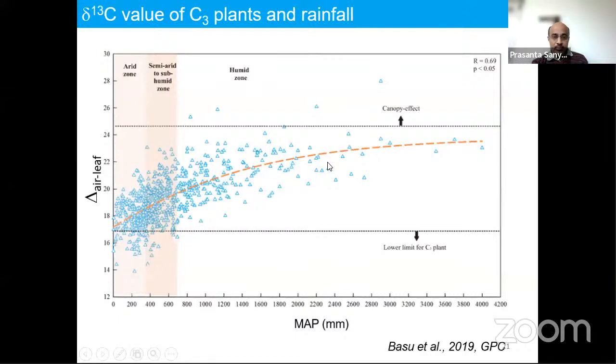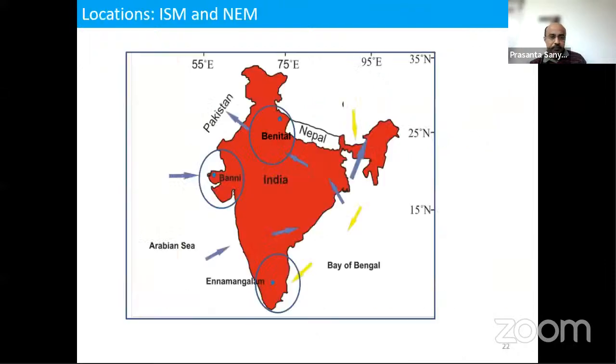So it also supports our previous observation that if you have very high rainfall, in that kind of situation, maybe the carbon isotopic composition of plants is not a good proxy to understand past rainfall variation.